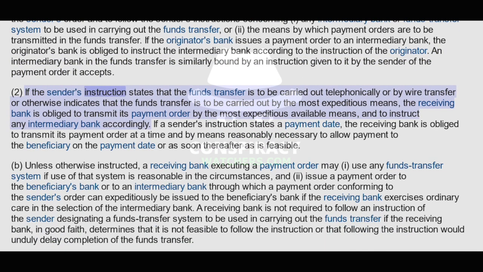If the sender's instruction states that the funds transfer is to be carried out telephonically or by wire transfer or otherwise indicates that the funds transfer is to be carried out by the most expeditious means, the receiving bank is obliged to transmit its payment order by the most expeditious available means, and to instruct any intermediary bank accordingly.